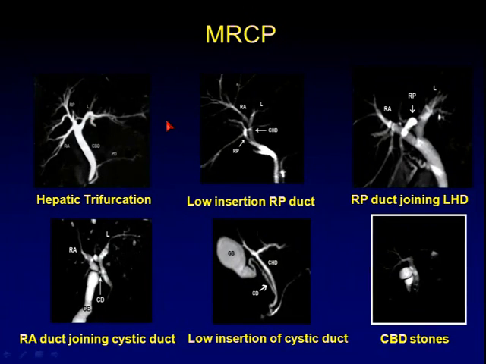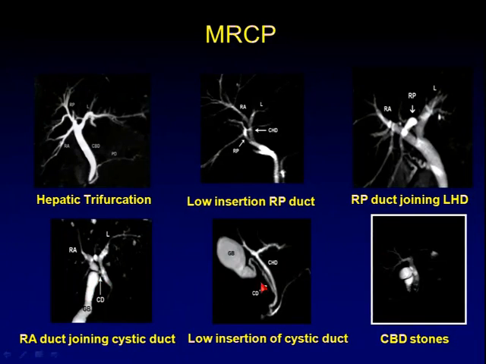trifurcation. It is very helpful if your patient has an MRCP beforehand to actually look at it before you go to the operating room, even if you're just doing a simple cholecystectomy, because you can get a sense for a low insertion of a right posterior duct, which could potentially be trouble for us in the operating room. Here you can see a right posterior duct joining the left hepatic duct. Here, a right anterior duct actually joining the cystic duct before it comes into the gallbladder.